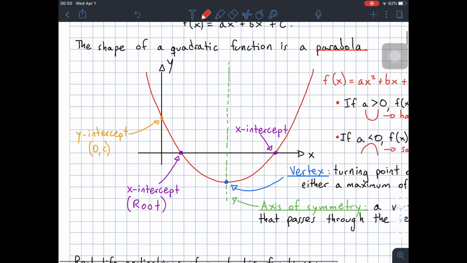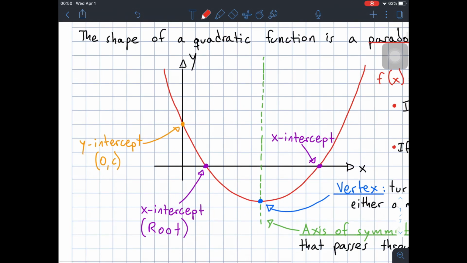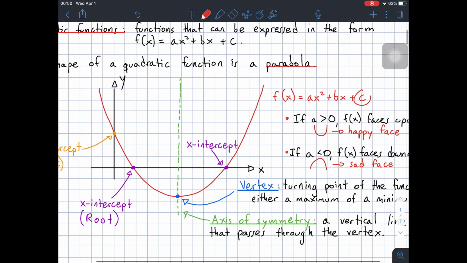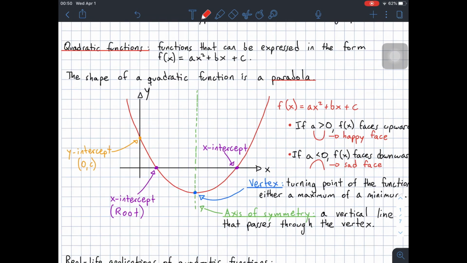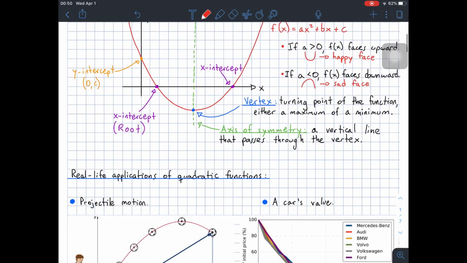Finally, we have another important point, which is this one, the y-intercept, okay? It's where the parabola crosses the y-axis. And in a quadratic function, the y-intercept is always the point (0, c), where c corresponds to this term over here, the independent term of the general form of a quadratic function. Okay, so those are the basic things you need to know about a parabola or a quadratic function.